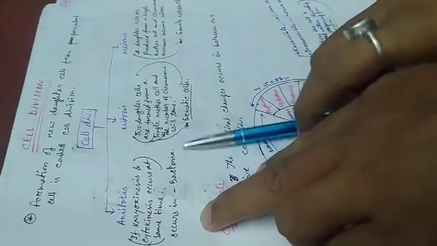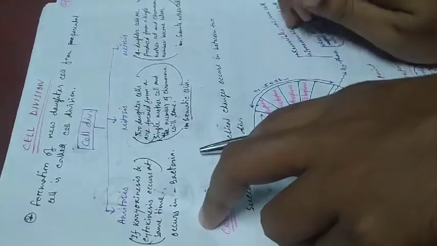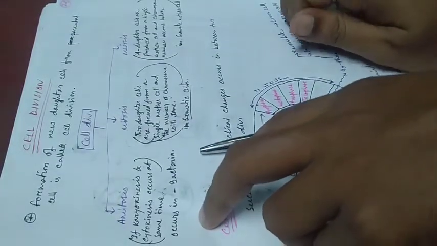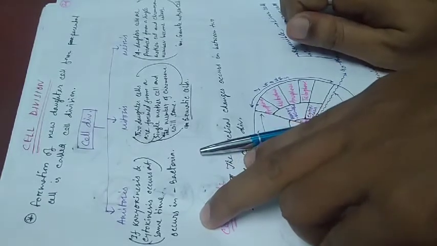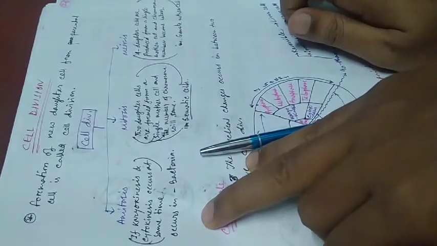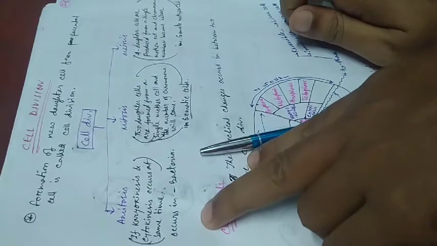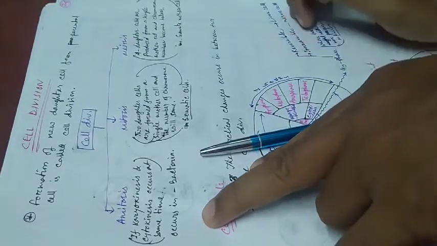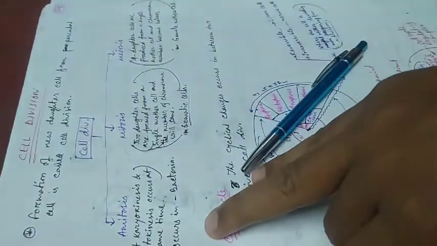Then mitosis. When two daughter cells are produced from a single mother cell and the chromosome number stays the same, it is called mitosis cell division. It occurs in somatic cells in our body.